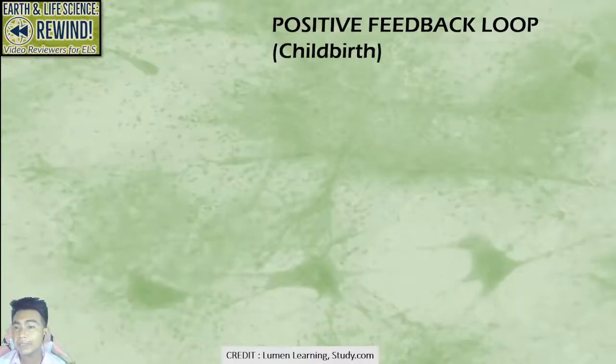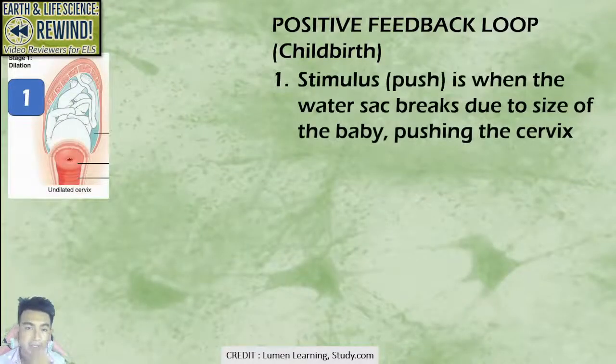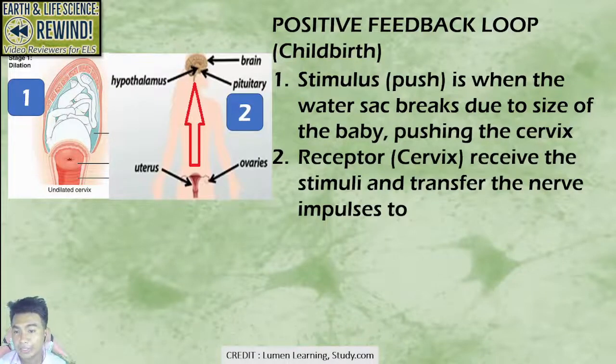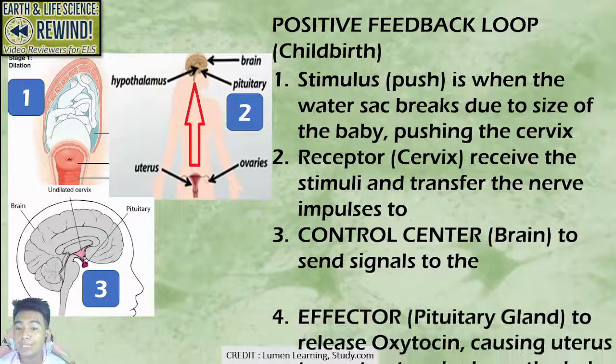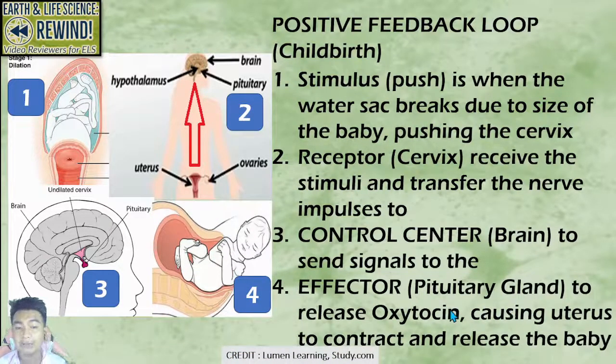So let's study the feedback loop within childbirth. The stimulus would be when the water sac breaks due to the size of the baby and it pushes the cervix. So the cervix will then receive the stimuli and transfer the nerve impulses to our control center, or the brain. And the brain sends signals to the pituitary gland. Pituitary gland will then release oxytocin. Oxytocin is a stressor causing the uterus to contract and release the baby. So it's a feedback loop until the baby is being given birth.